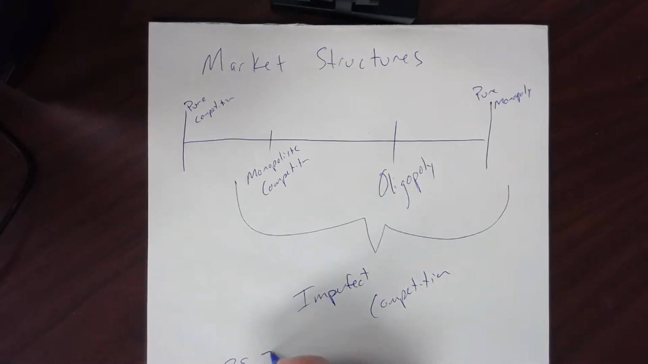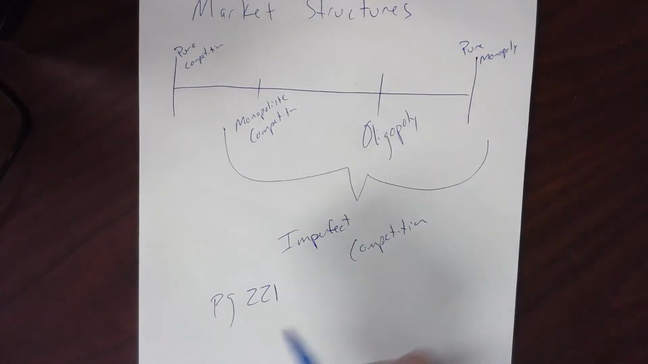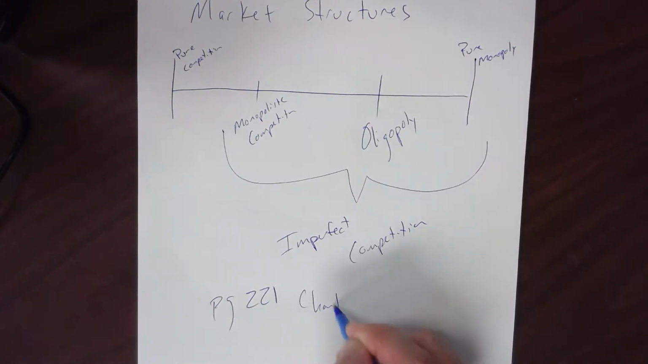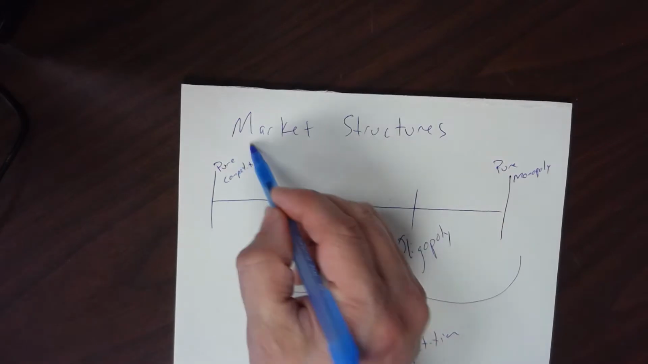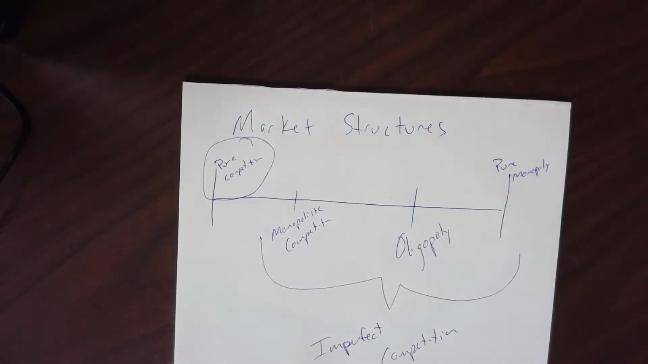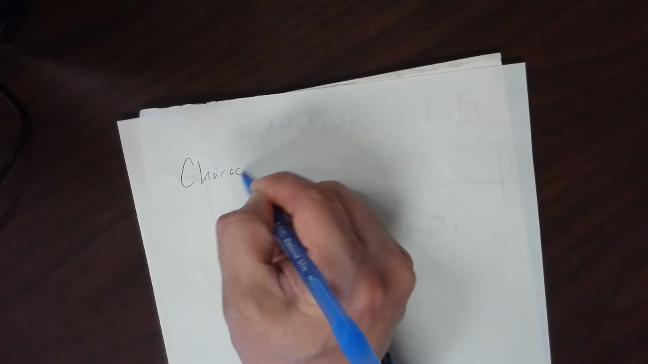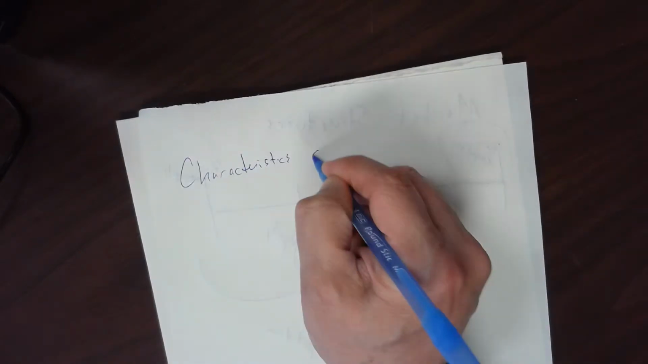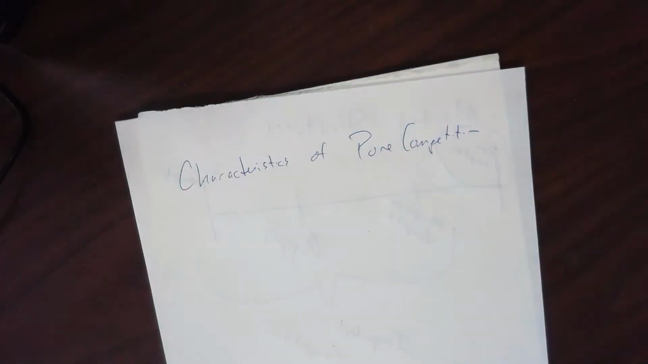On page 221, get that set up there. Page 221, chart 10.1 lists out all the characteristics of each of these. Alright, today we are going to focus only on pure competition to start. So, to start, let's talk about the characteristics of pure competition. It is very important that you understand these in order to move on.